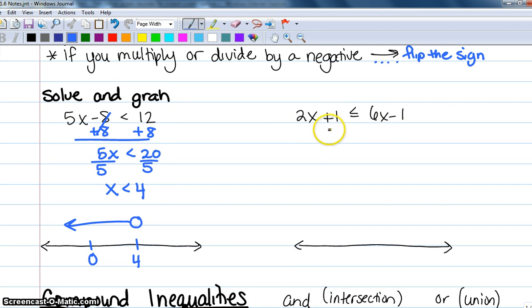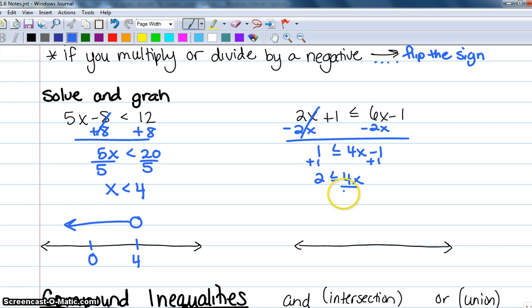Alright, another simple inequality, but this time we've got variables on both sides. Remember, you want to move, we've got a 2x and we've got a 6x. You're going to move the smaller of the two, so that your variable stays positive. So we've got 1 is less than or equal to 4x minus 1. Move the 1 over, add 1 to each side. 2 is less than or equal to 4x. Divide each side by 4. And be careful here, a lot of times I get the answer is 2. 2 over 4 is 1/2.